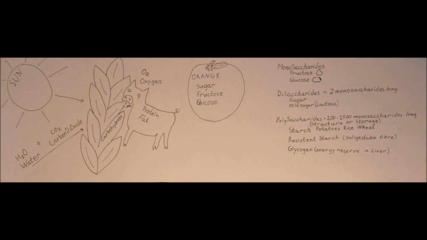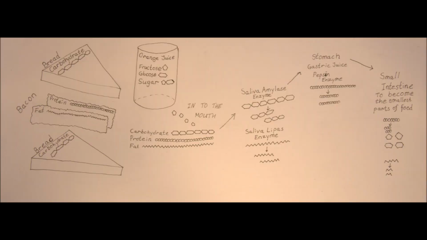Starch, as in potatoes, rice and wheat. Resistant starch, just passing through us. And glycogen, the liver's energy reserve. The human took the wheat and made bread, took the pig and made a bacon sandwich, took the orange and made orange juice to drink.